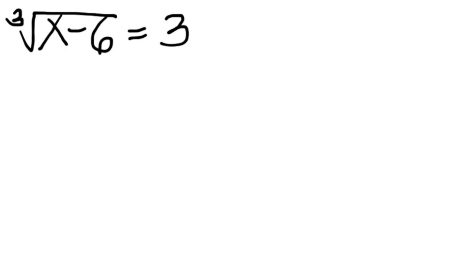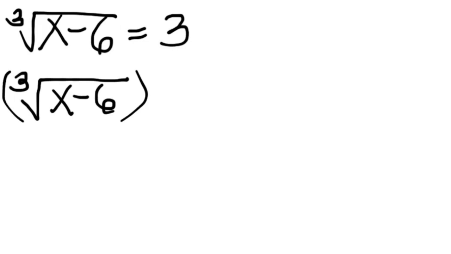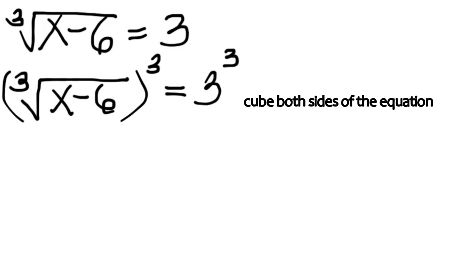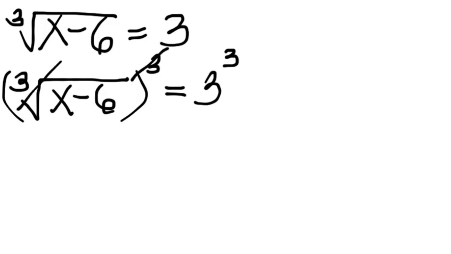Second example, we have cube root of x minus 6 is equal to 3. For this type of equation, we need to eliminate the radical sign. Since our index is 3, we need to cube both sides of the equation. So we have cube root of x minus 6 raised to 3 equals 3 cubed. Since our index and exponent are the same, we cancel them out and just copy the radicand, which is x minus 6 equals 3 cubed, which is multiplying 3 by itself 3 times. So 3 times 3 is 9, times 3 is 27. So we have 27.